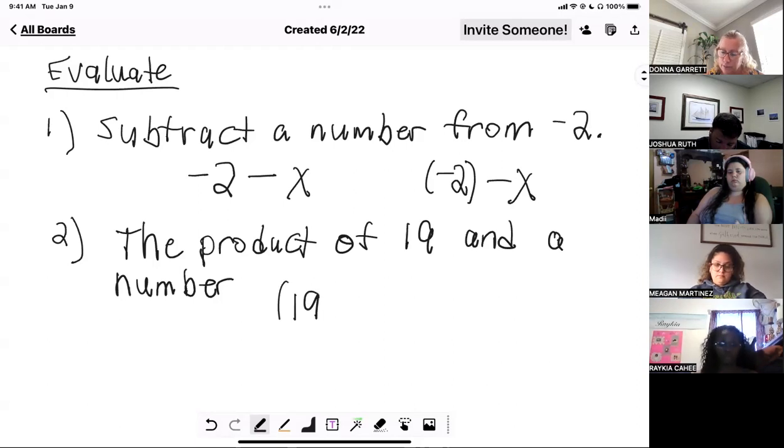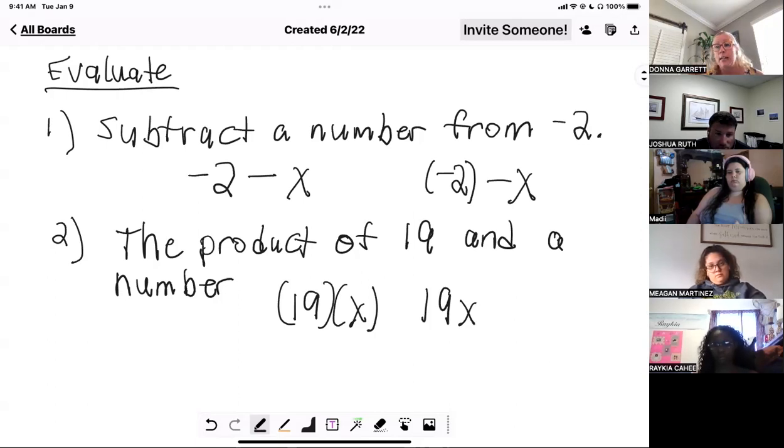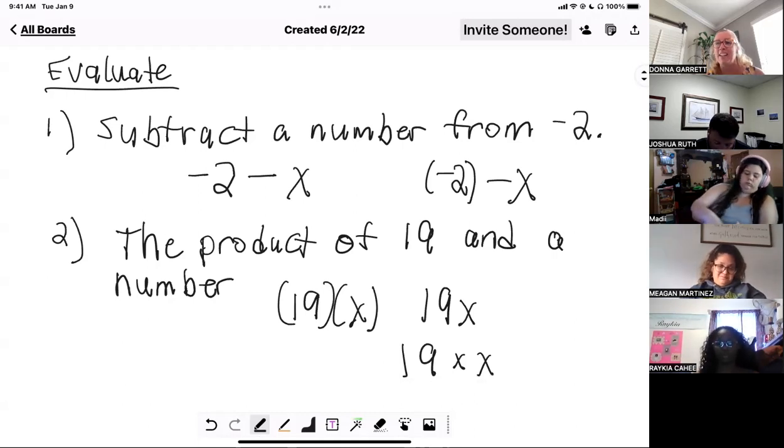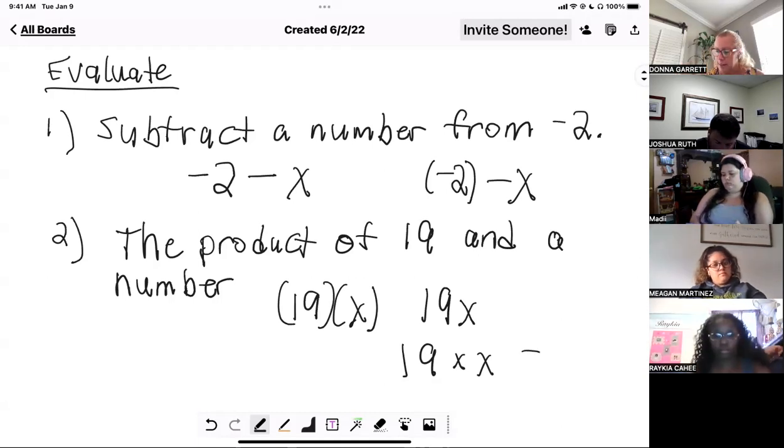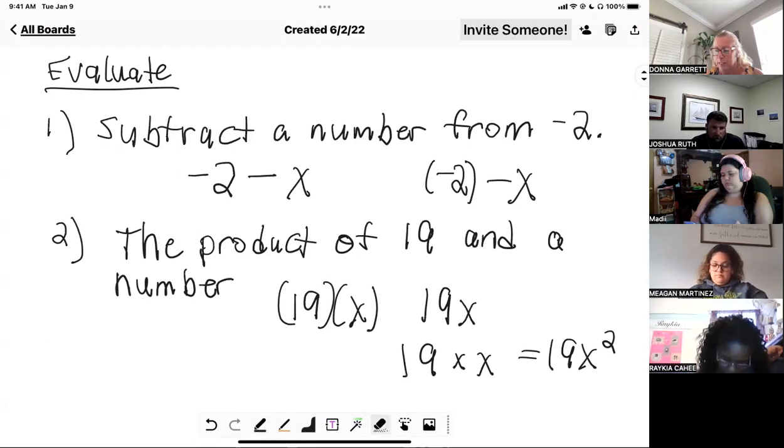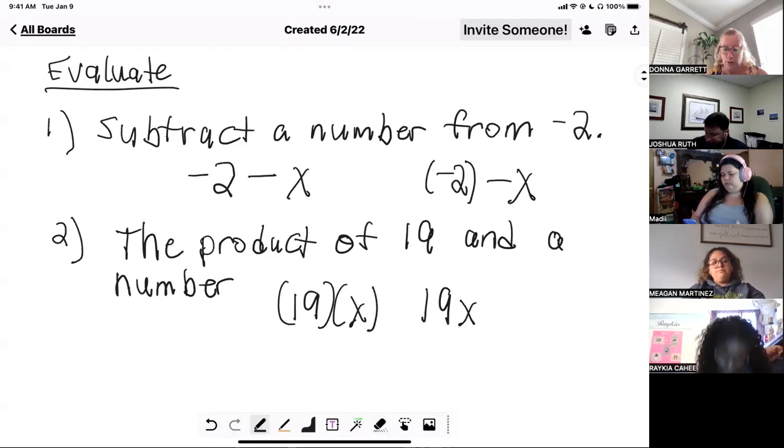So this one, you can write a couple of different ways. 19 times X, 19X. Now this is a perfect example why I don't use an X for multiplying. Look at this, 19 times X. What the heck is that? Once you get to algebra, to me, this is 19 X squared, because that's what it means in algebra. That's why we don't use an X once you hit algebra, because it's really confusing when you have X. Perfect example why we don't use X when we start algebra. Beautiful.